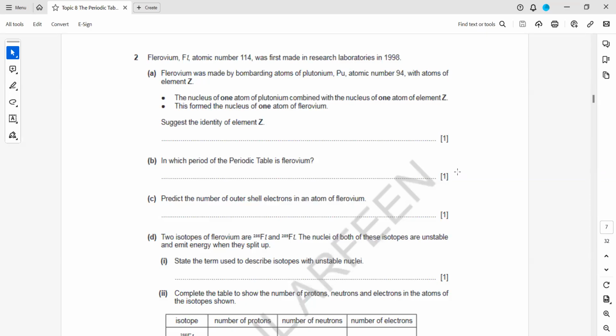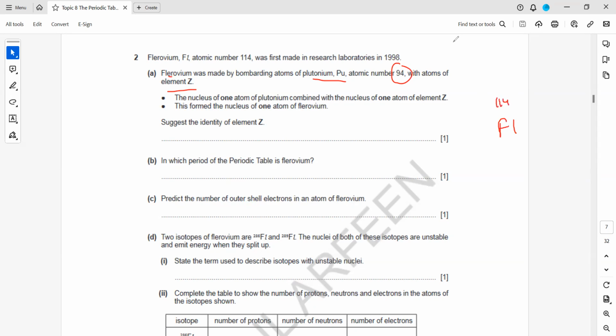Which is having an atomic number 114, was the first time made in the lab, because there are naturally occurring elements or artificially created in the lab as well. And it is produced when an atom of plutonium, with the atomic number of 94, is bombarded with an atom of element Z. The nucleus of one atom of plutonium combined with the nucleus of one atom of Z. This forms a nucleus of one atom of fluorine. So we have this element which is having atomic number of 114.